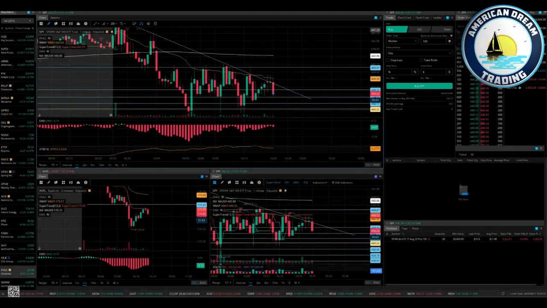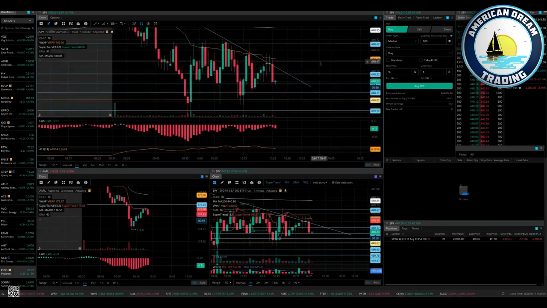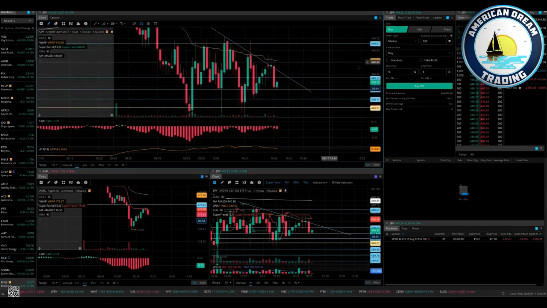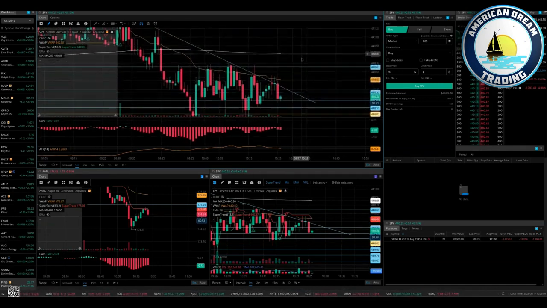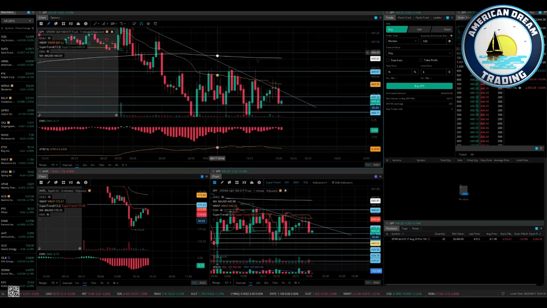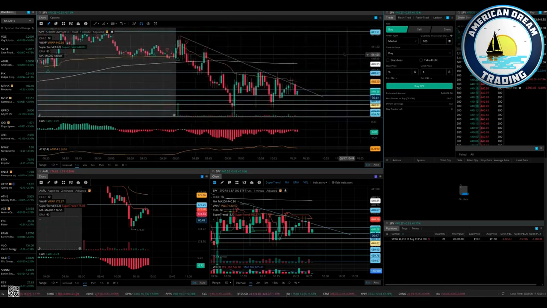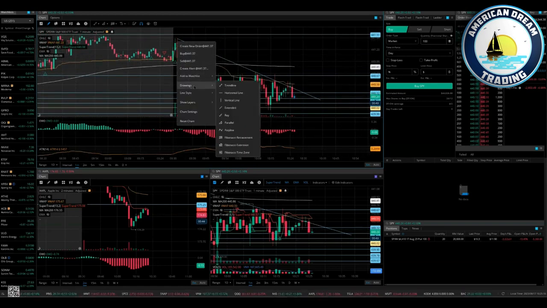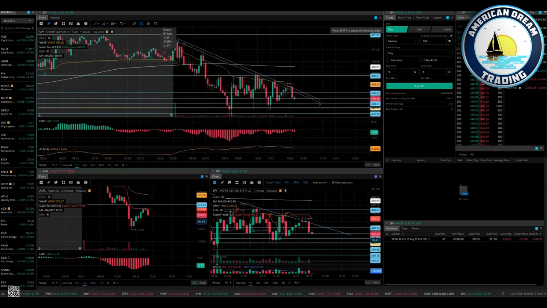You always go by the wicks typically when you're drawing trend lines. The bodies are used for support and resistance, but typically trend lines will use the wicks. Now, if it doesn't make sense for me to use the wick, I'll use the body. But right here, you can clearly see if I would have used the bodies, let me show you. It would be the same thing. Look, but it would be tighter.